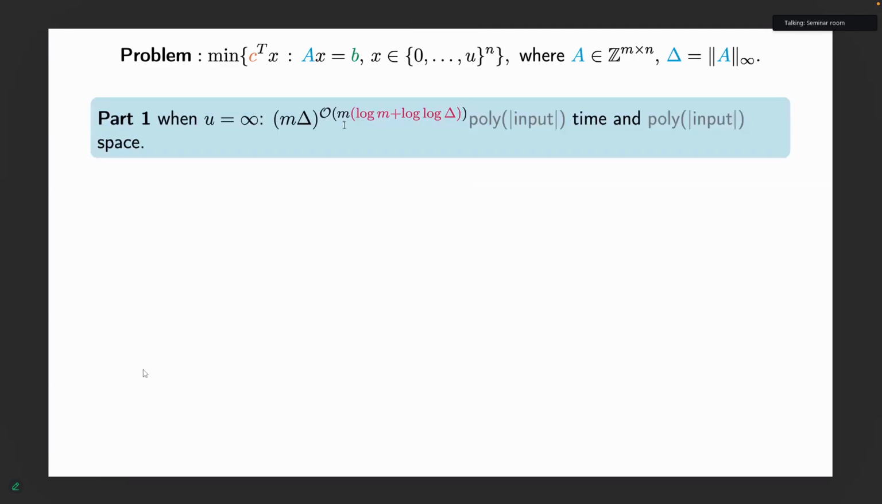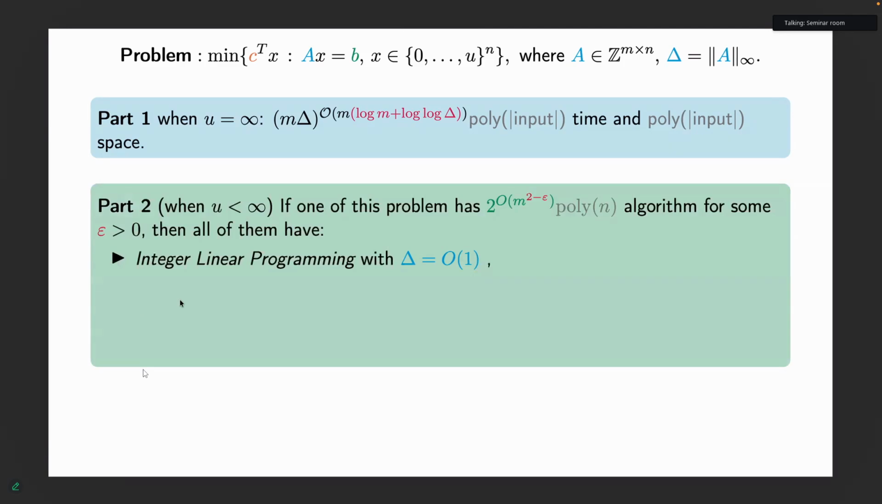In the first part, I showed you this algorithm when the upper bound was infinite, and the running time was this very ugly expression, but the space was polynomial. Yeah, I was told that maybe it could even be made practical because space is polynomial. That's what Fritz said, but yeah, I never implemented it. Sounds like a good exercise.